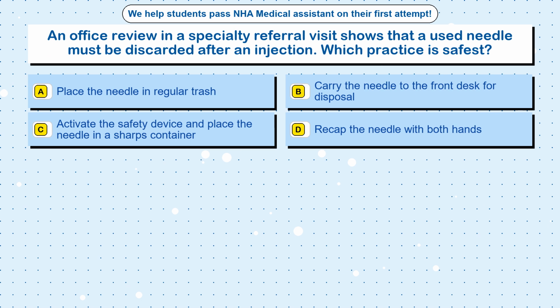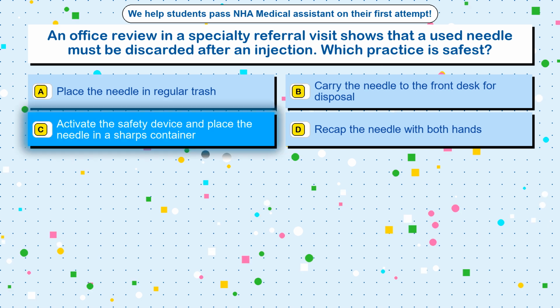Question 85. An office review in a specialty referral visit shows that a used needle must be discarded after an injection. Which practice is safest? Option A, place the needle in regular trash. Option B, carry the needle to the front desk for disposal. Option C, activate the safety device and place the needle in a sharps container. Option D, recap the needle with both hands.